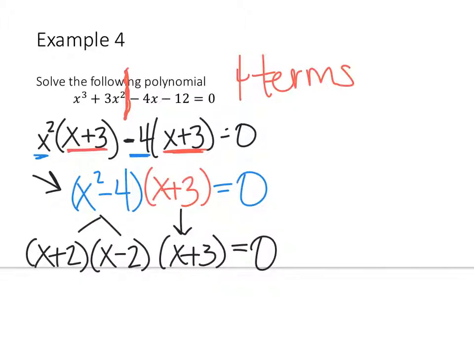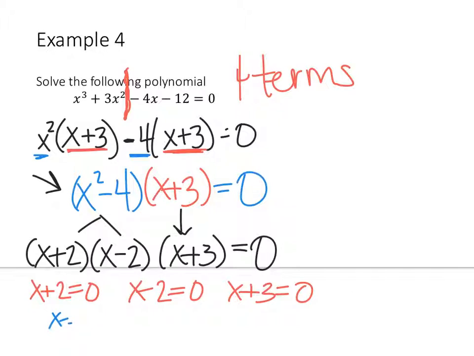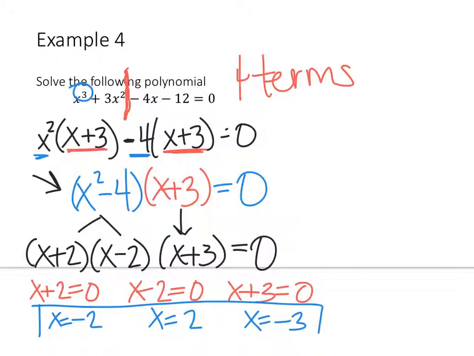So I have 3 factors, and I set each of them equal to 0. And when I solve each of these, this will give me x equals negative 2, x equals positive 2, and x equals negative 3. I have 3 answers, and I started with the 3rd degree polynomial.